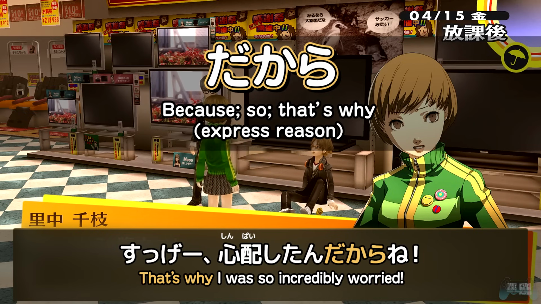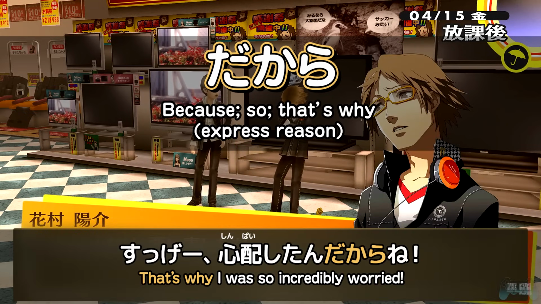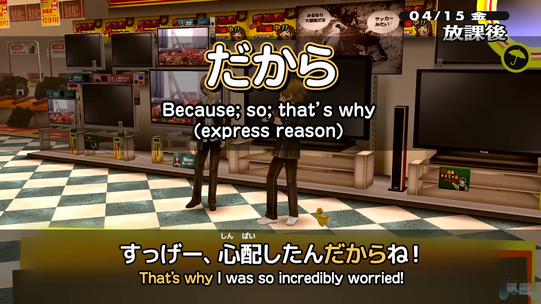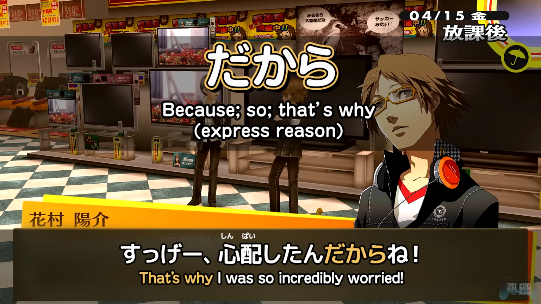Because, so, and that is why. Dakara is incredibly useful to help express reason. These three English expressions are some of the more common translations, and it depends on context which one is most fitting. However, at its core, dakara is used to express reason for something.